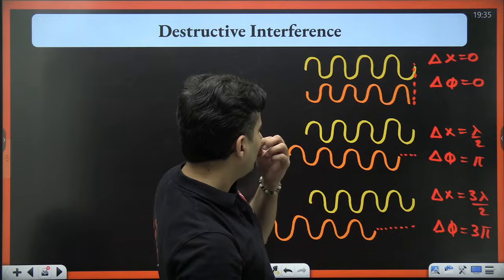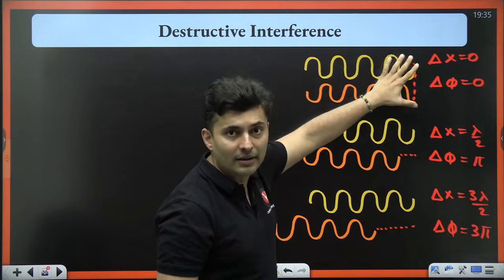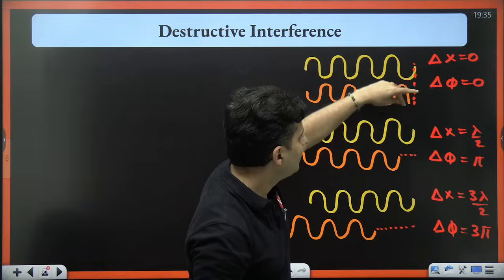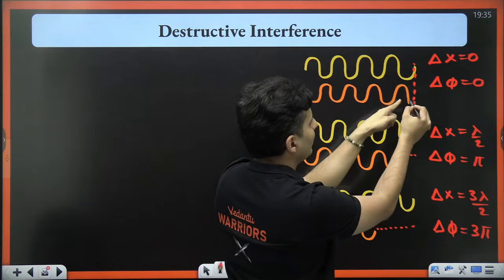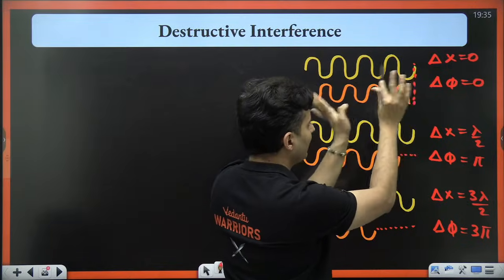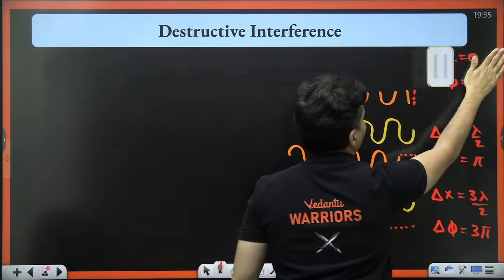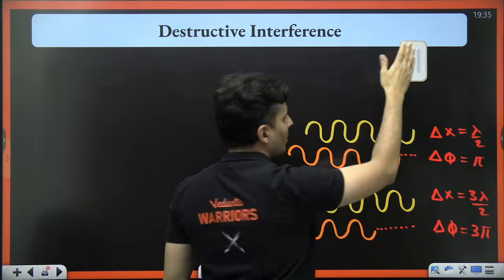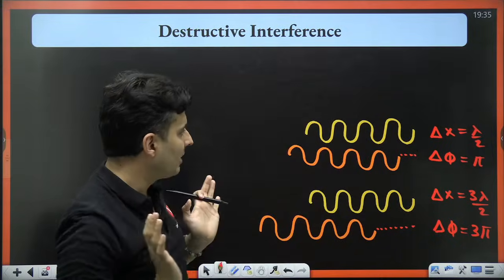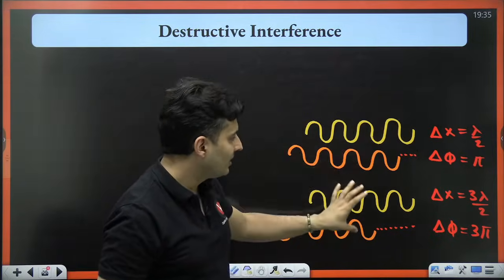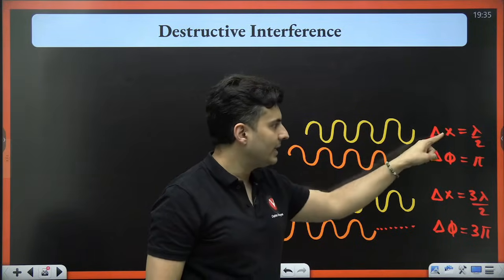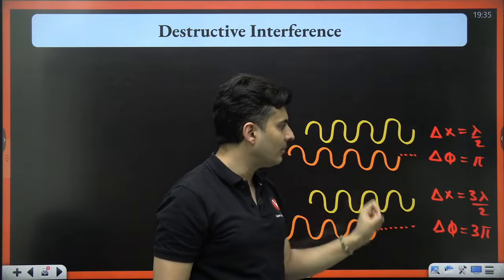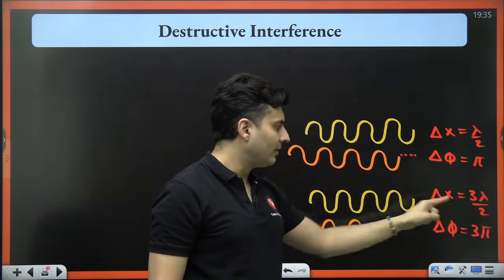Now actually over here, I should ideally show one more wave, because here if I start with crest, here also I should start with crest. So ignore that first diagram, because there I did not start with crest simultaneously. This should be the first diagram, this should be the second, then I should draw the next one. If you notice, delta x is lambda by 2, delta x is 3 lambda by 2, del phi is pi, del phi is 3 pi.